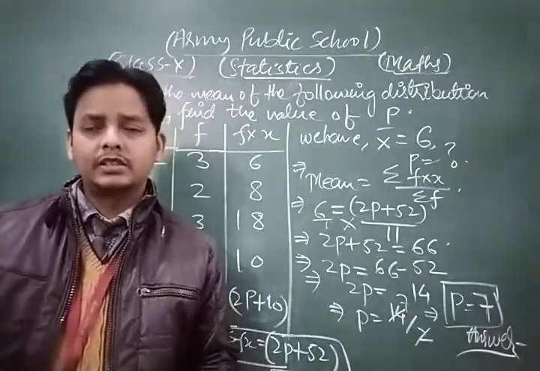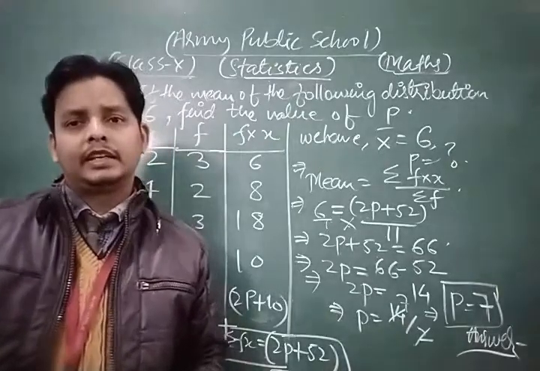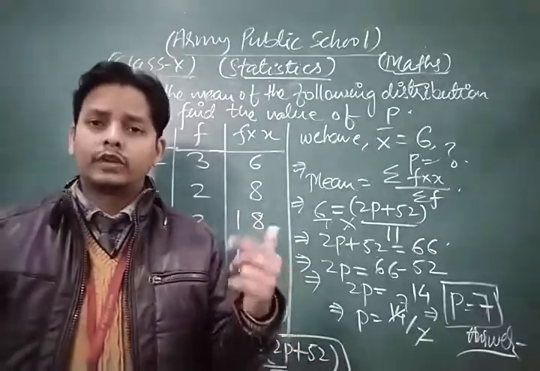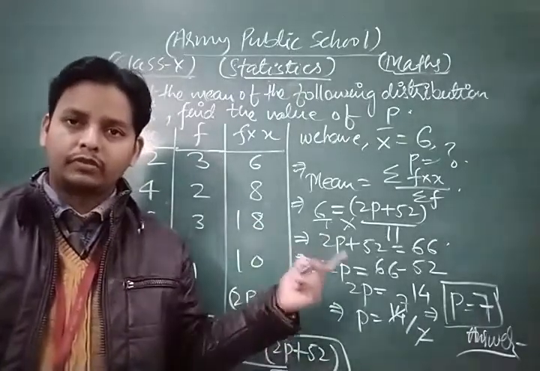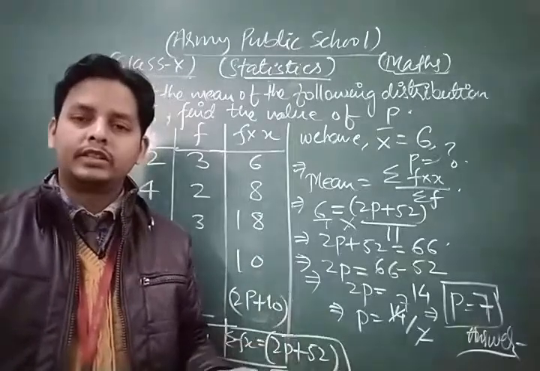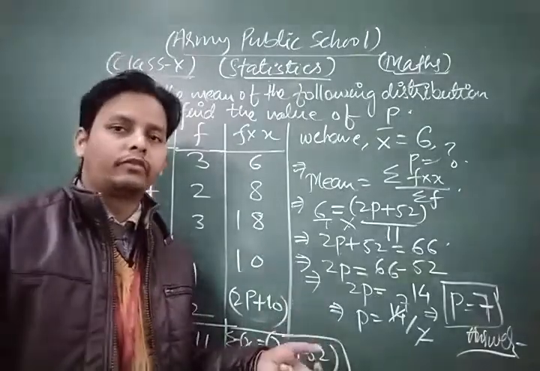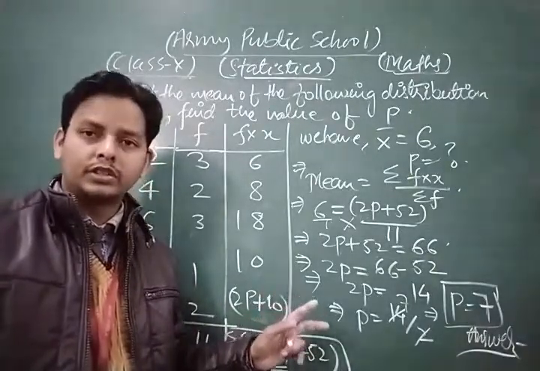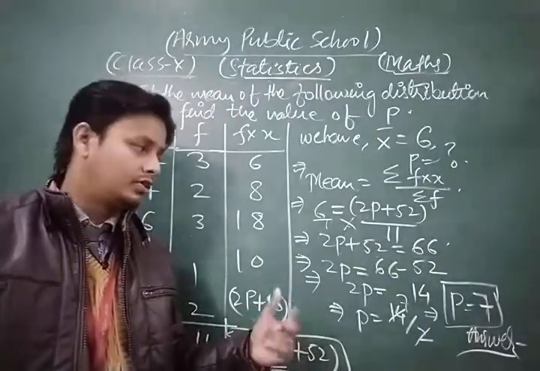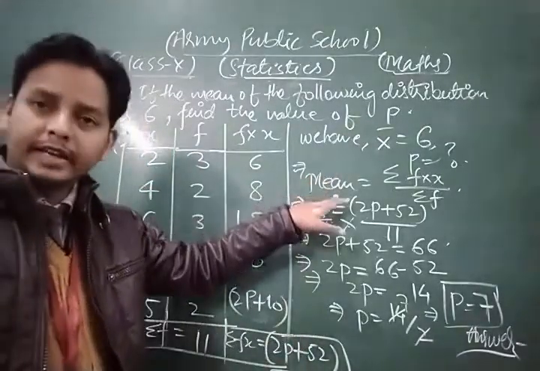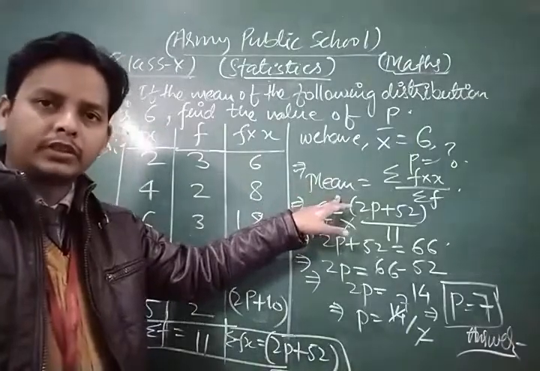Now in the next class we take and discuss the formula for calculating the mean of this type of distribution by the assumed mean method. Then we solve questions according to that formula. First, in today's class we solve the questions based on the mean. So this is the direct method of finding the mean of the given distribution.